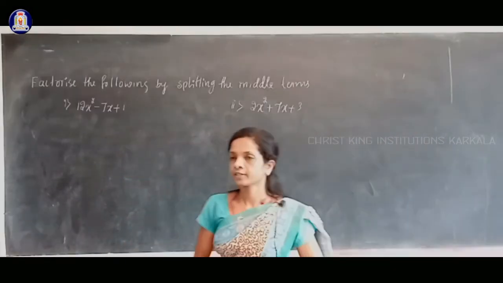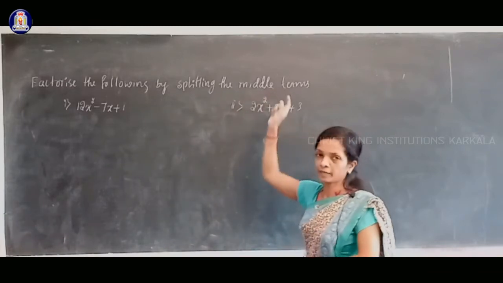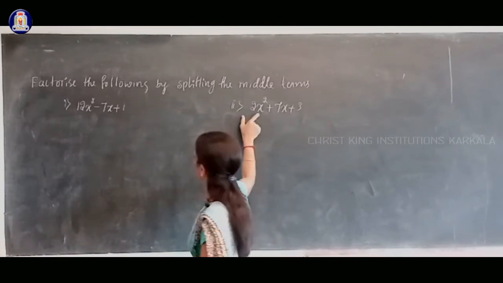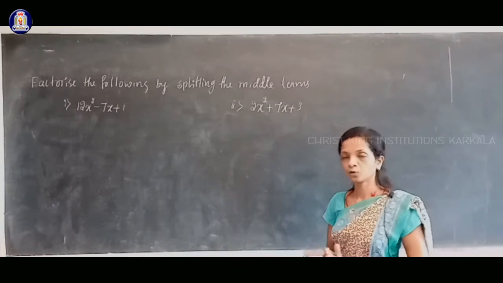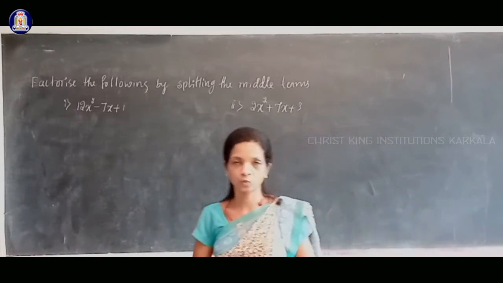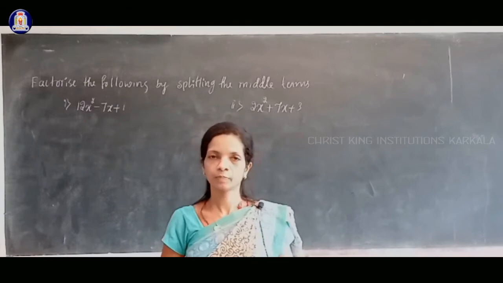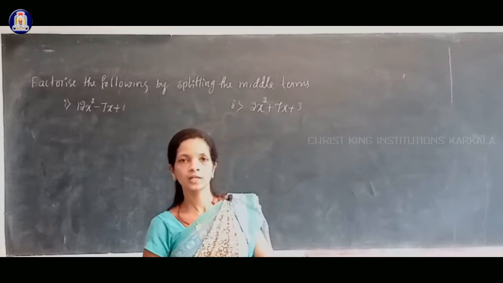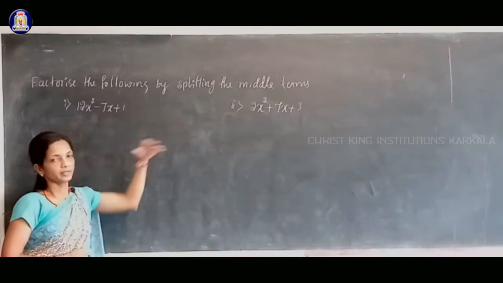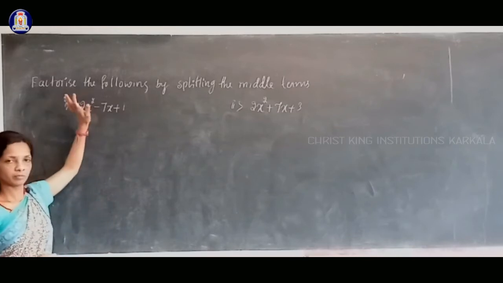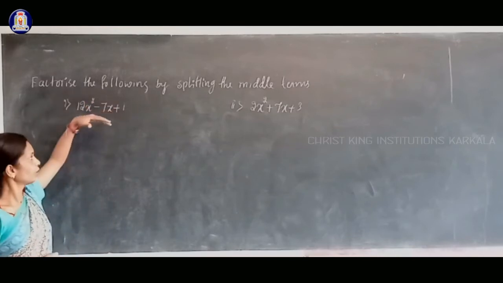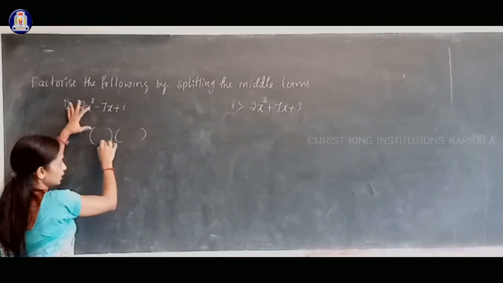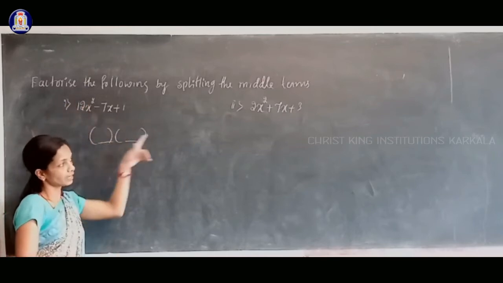Okay, thank you. Next, factorize the following by splitting middle terms. You have the polynomial 12x square minus 7x plus 1, then 2x square plus 7x plus 3. You have to factorize these polynomials. Factorization means you have to write a given polynomial as a product of two or more linear factors. Now you are given quadratic polynomials, you have to factorize, which means you have to write that as a product of two linear polynomials. You have to express this as a product of two linear polynomials. Here you have to write linear polynomials like that, okay.